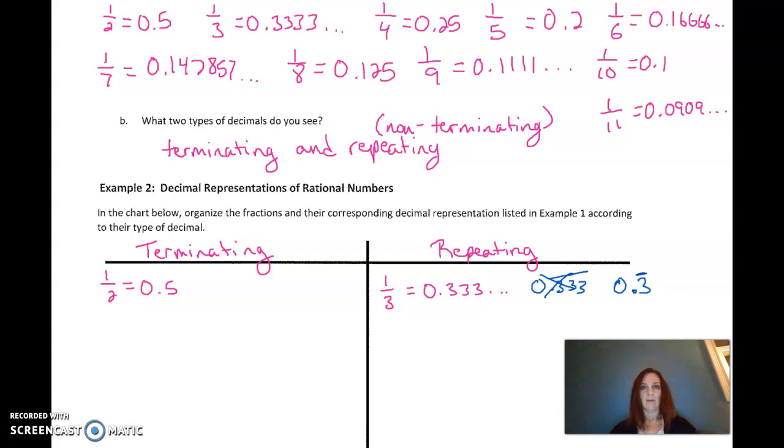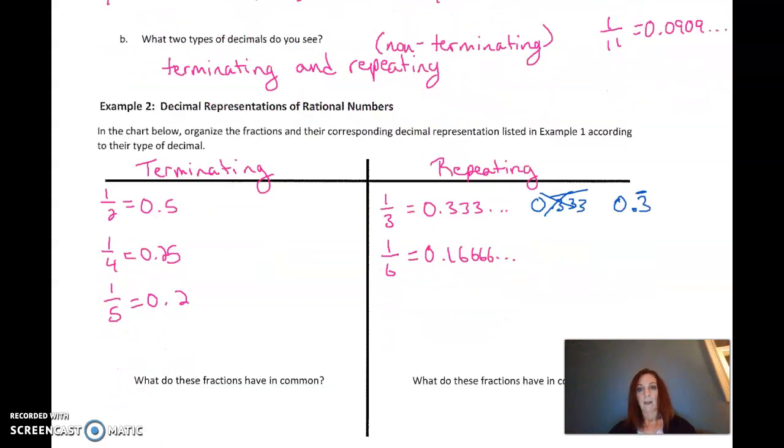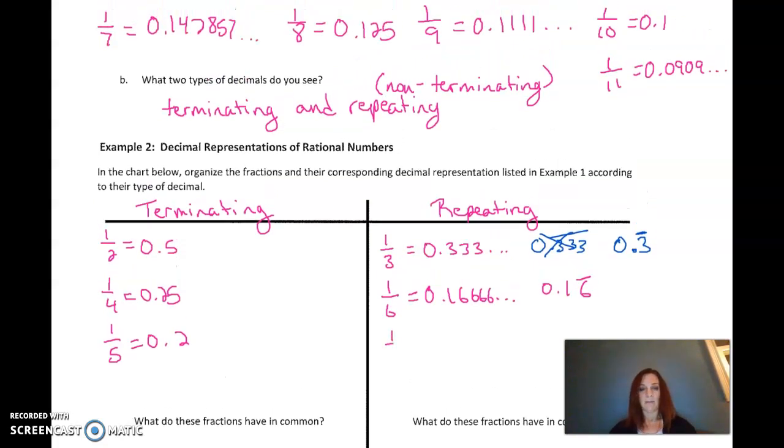All right, 1/4, that comes over here in terminating because that stops at 0.25. 1/5 over here in terminating because that stops at 0.2. 1/6 though, that comes over here. This is 0.16 repeating. No, the least amount of digits possible, 0.16, and just put a line over that 6. All right, then we have 1/7. That's repeating.